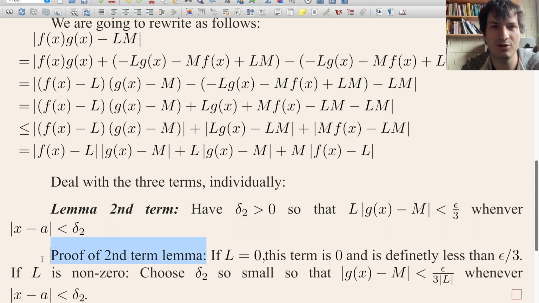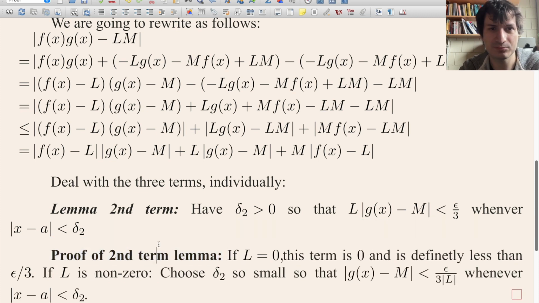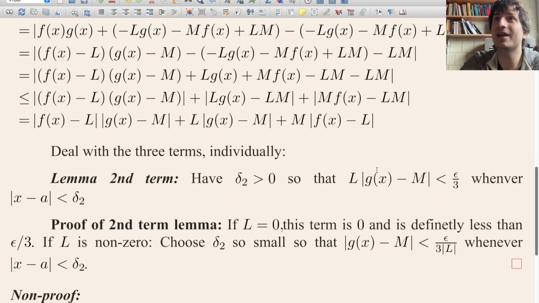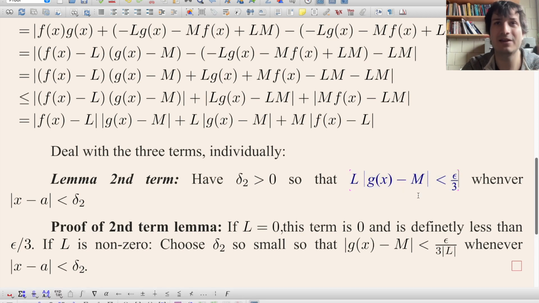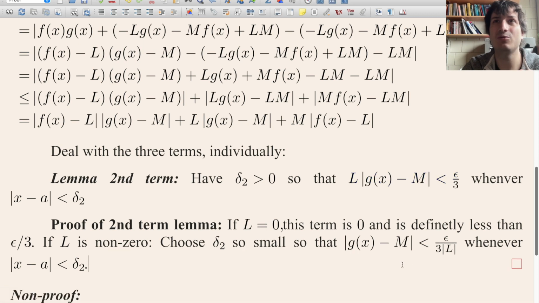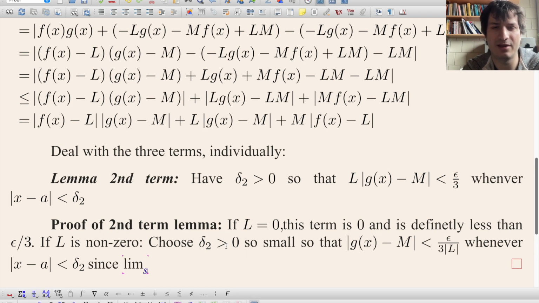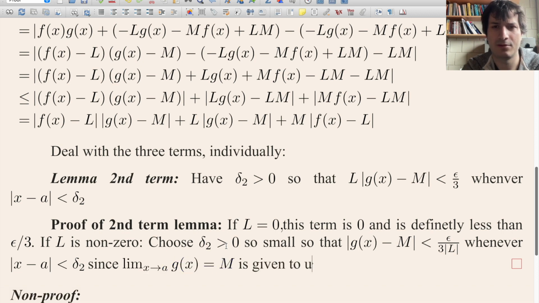So I'm dealing with the three terms as little lemmas. And this lemma is sort of equivalent to the property that if the limit of g is m, then the limit of L times g will be L times m. But here we're dealing with it more directly. And this works because, once again, the limit as x goes to a of g of x equals m is given to us. Okay, that's the lemma for the second term.